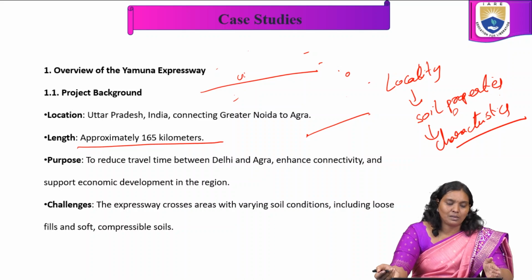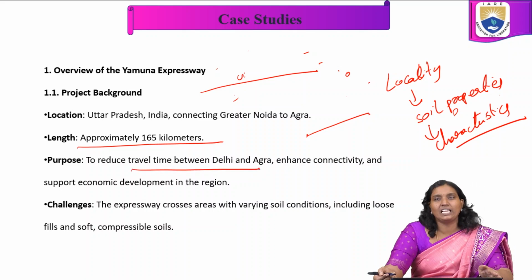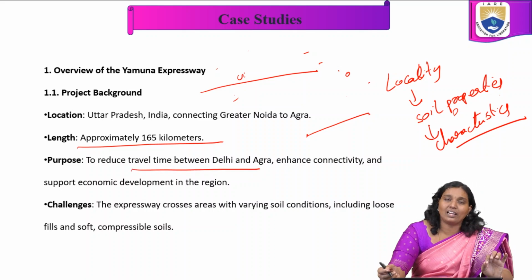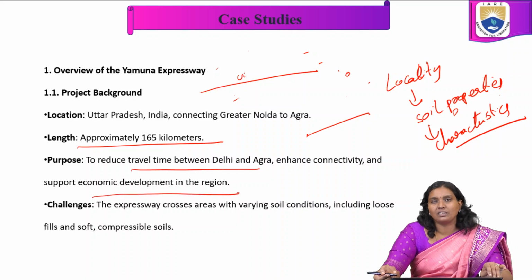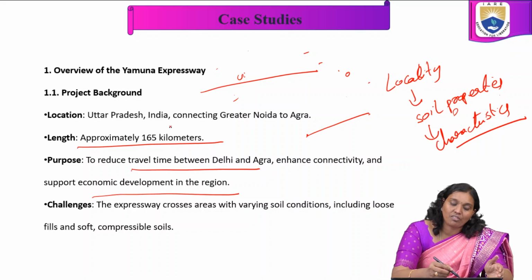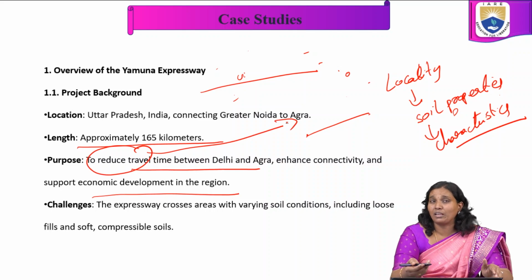Here the purpose is to reduce the travel time between Delhi and Agra, enhance connectivity and support economic development in that particular region. These are the various parameters involved in reducing travel time. It has its own kind of social elements.